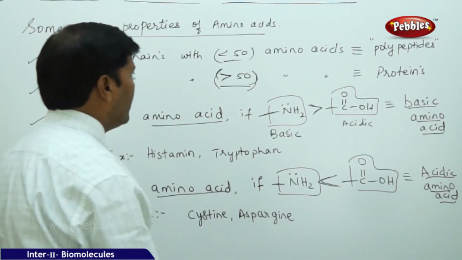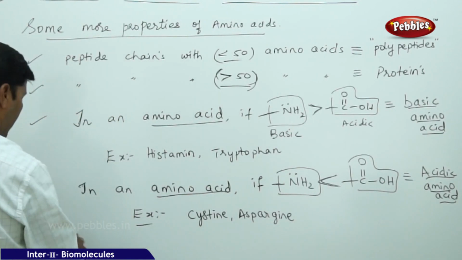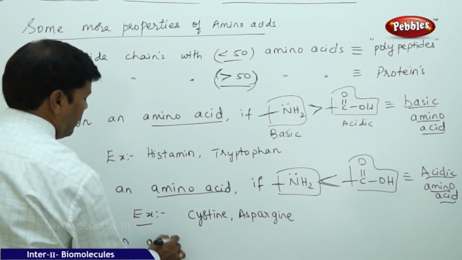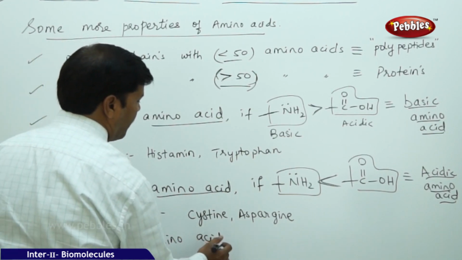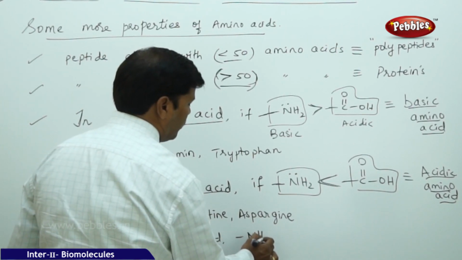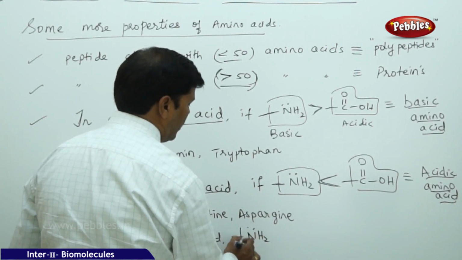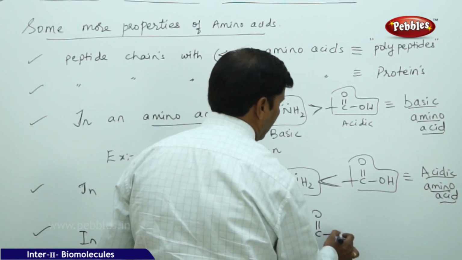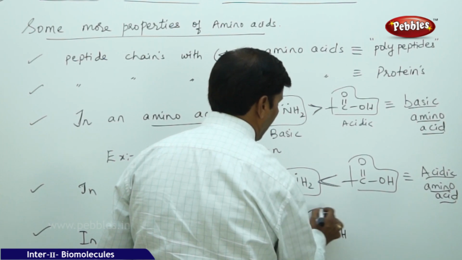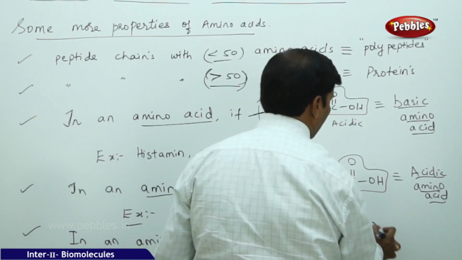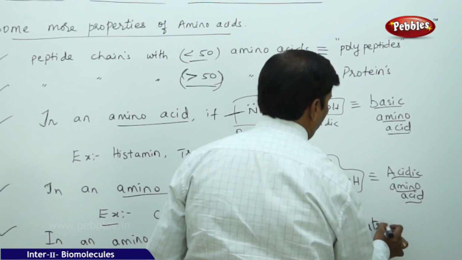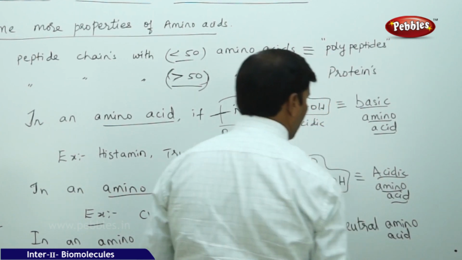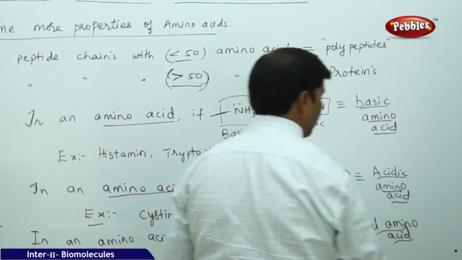So in this way we can classify the amino acids. If in an amino acid the concentration of NH2, that is the basic group, is equal to the concentration of the carboxyl group, then such an amino acid we can call a neutral amino acid.